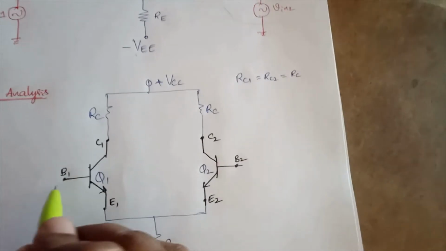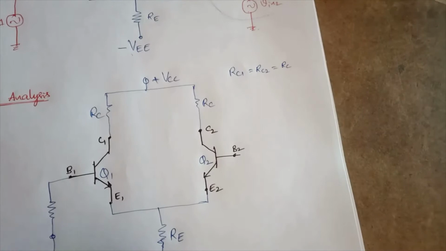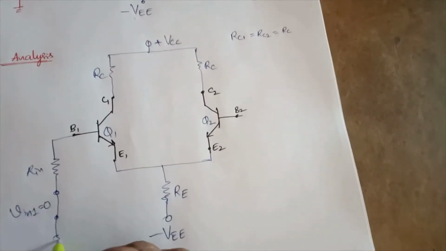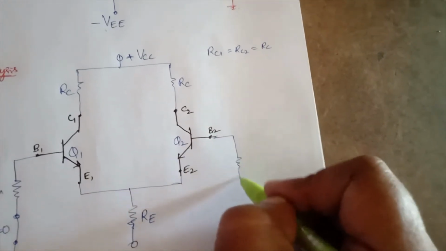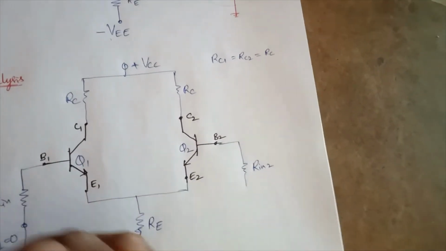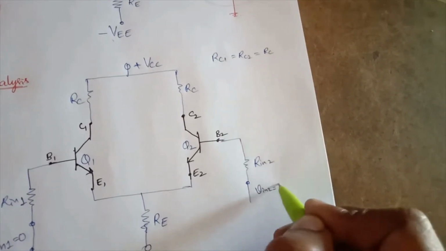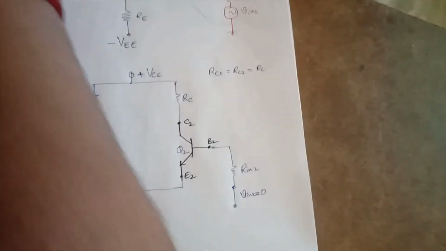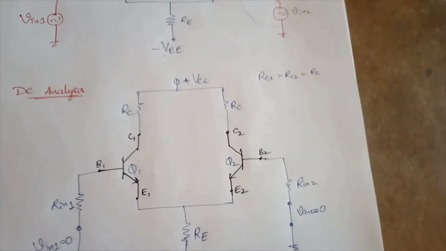And what about the input? The input we make 0, so it is short circuited. Here we consider V in 1 equal to 0. In the same way, at base 2 we also make the input V in 2 equal to 0. A voltage source that should be 0 means it will be a short circuit. Okay, so this is the circuit diagram.